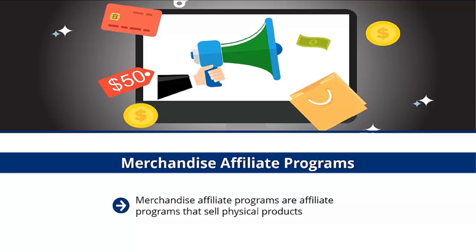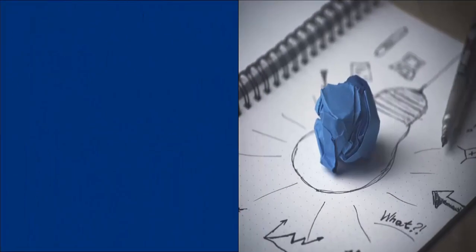Merchandise affiliate programs. Merchandise affiliate programs are affiliate programs that sell physical products. When people see ads on your website, you won't get paid when people click the ads. You only get paid a commission when your visitors actually buy products.